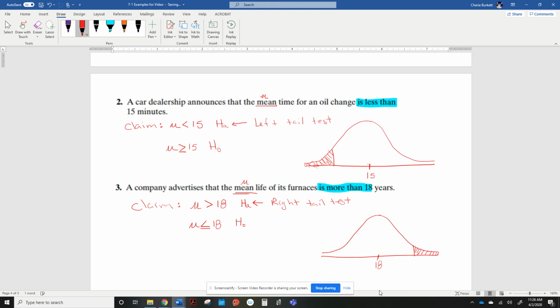Okay. All right, so now in the next section, we've set the test up. We've written the claim. We've identified it as either alternative or null. We've determined what kind of test it is. The next thing we're going to do is learn how to actually conduct the test.